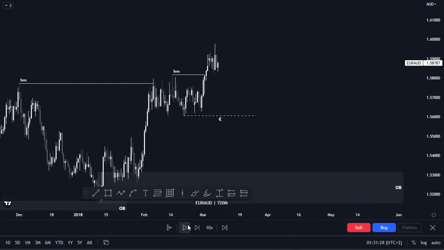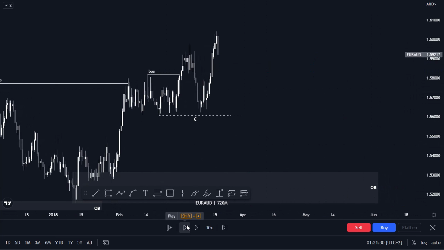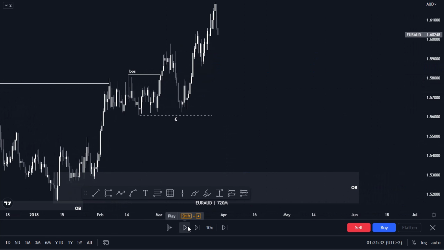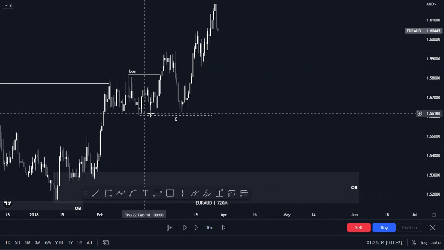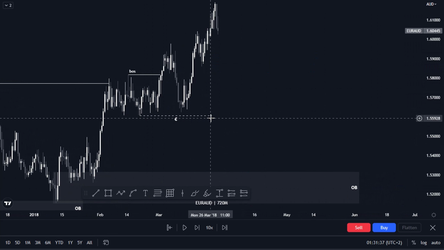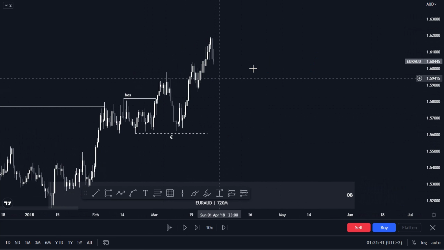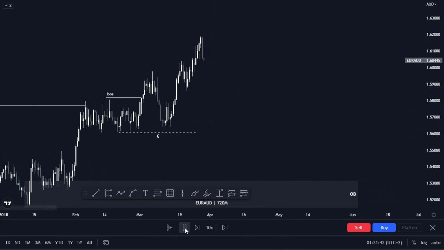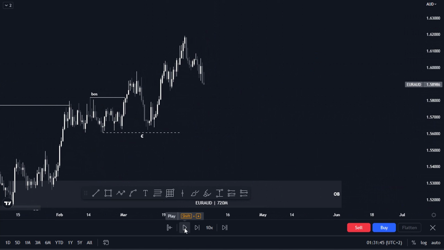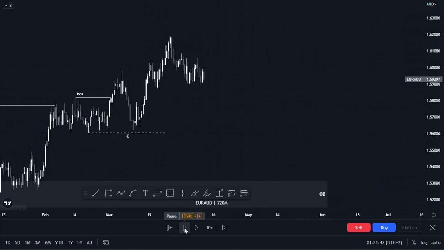Okay, so price initially does not take out this low here, so it continues beautifully to the upside. Okay, so now we're going to wait for the same setup again.